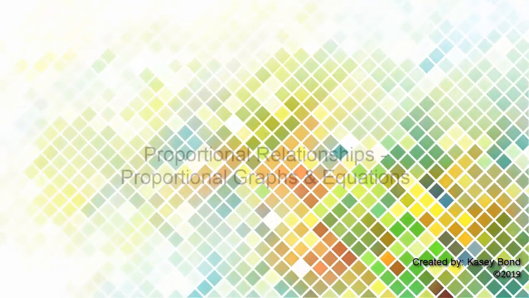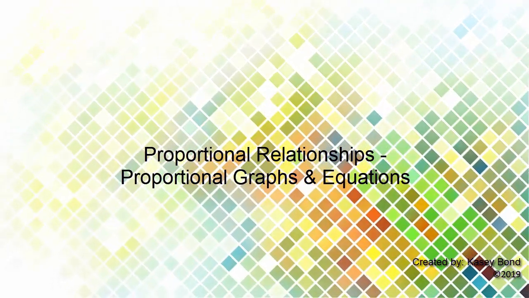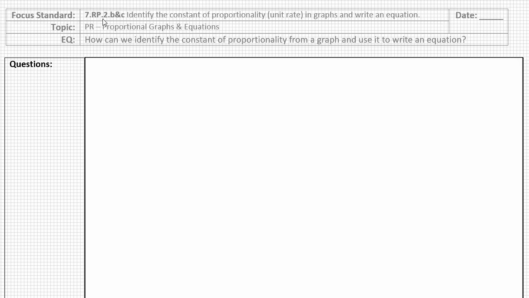Our focus standard for this lesson comes from grade 7, Ratios and Proportional Relationships, Standard 2, B and C. Identify the constant of proportionality, the unit rate, in graphs and write an equation. Our topic for this lesson comes from our unit Proportional Relationships, Proportional Graphs, and Equations. Our essential question is, how can we identify the constant of proportionality from a graph and use it to write an equation?